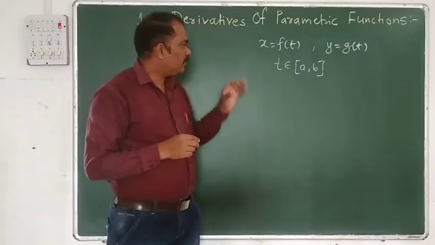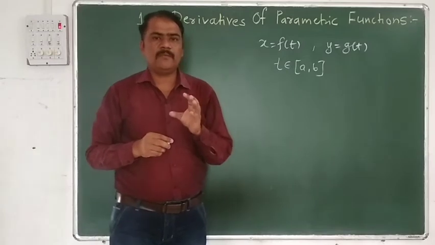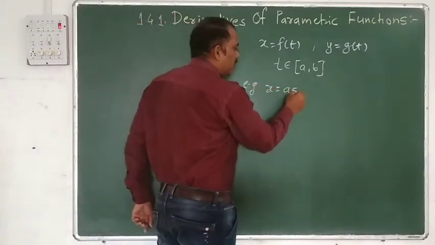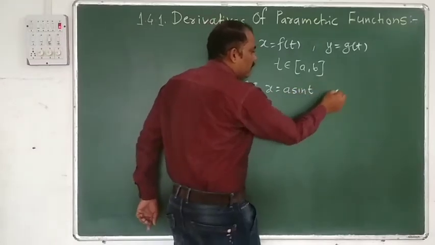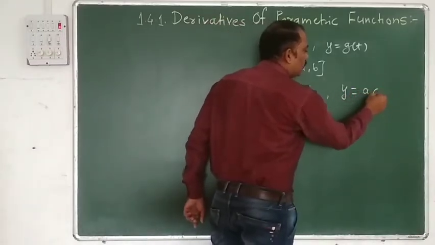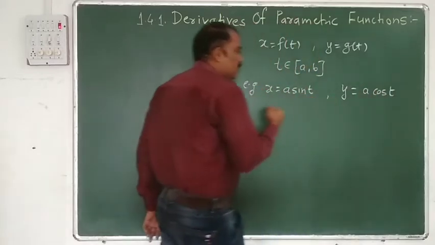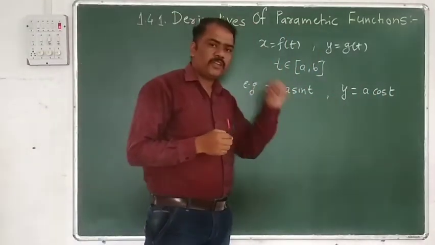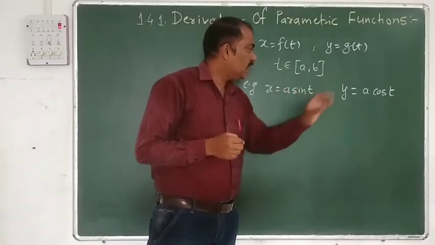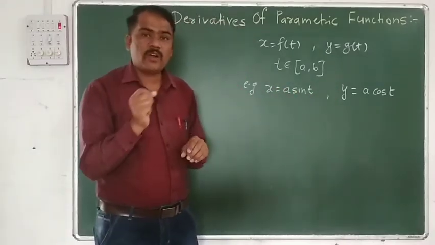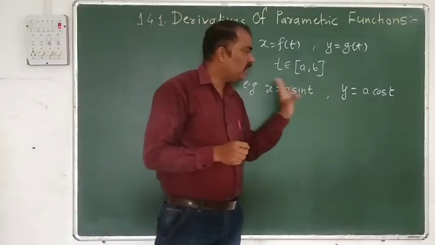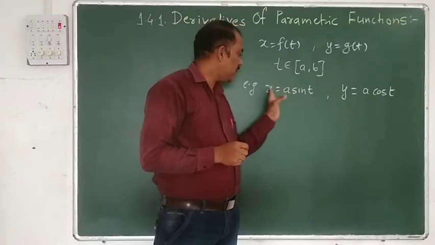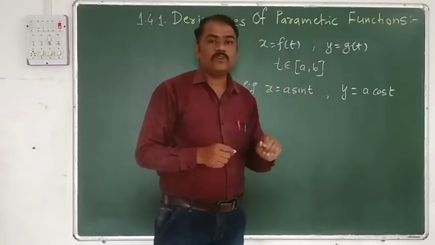Okay. Now, suppose that we consider a simple example. Suppose that x is equal to a sin t, and y is equal to a cos t. These two equations we have to consider. Now, in these two equations, x is equal to a sin t, y is equal to a cos t. What is common? The common thing is only t, because the variable t is common to both the equations.